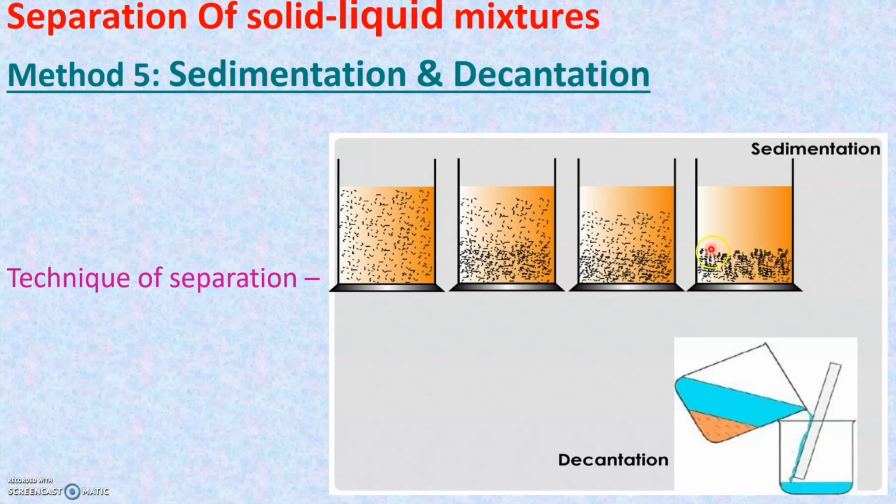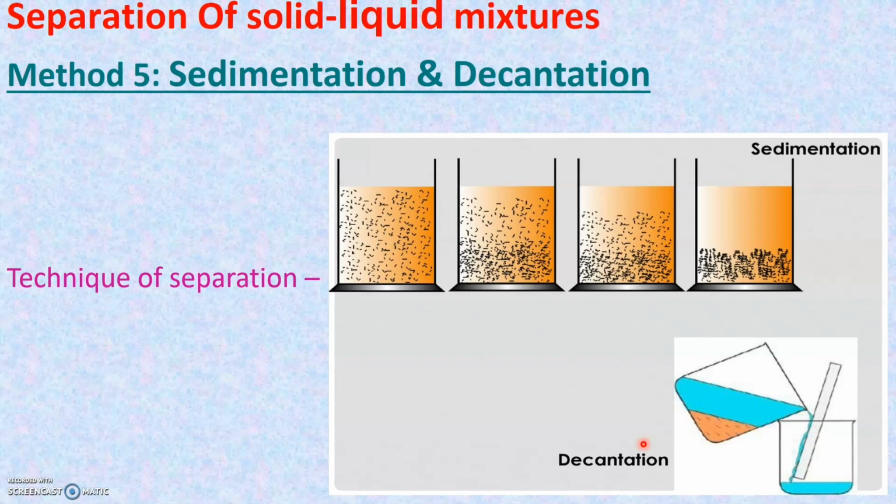Now, as this liquid is collected on top of this beaker, it can be poured out to another container like how you see here in this picture. So this process of pouring out of this liquid into another container, leaving behind all the insoluble solid particles in this beaker itself, is called decantation.